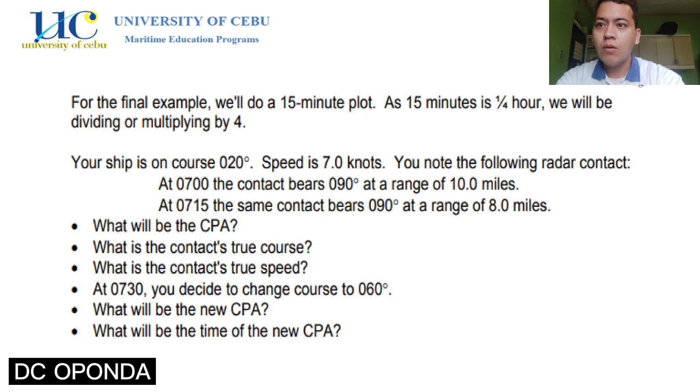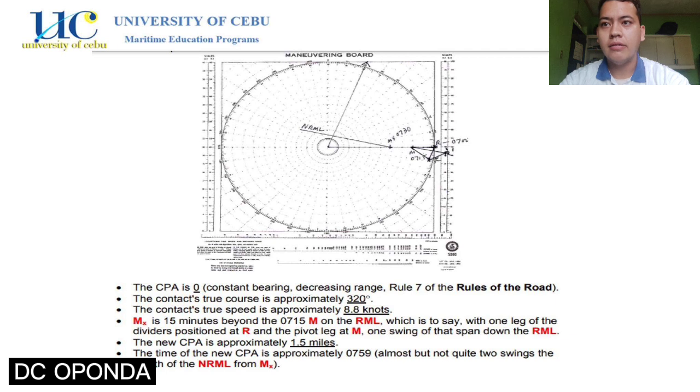What will be the CPA? What is the contact's true course? What is the contact's true speed? At 0730, you decide to change the course to 060 degrees. What will be the new CPA? What will be the time of the new CPA?